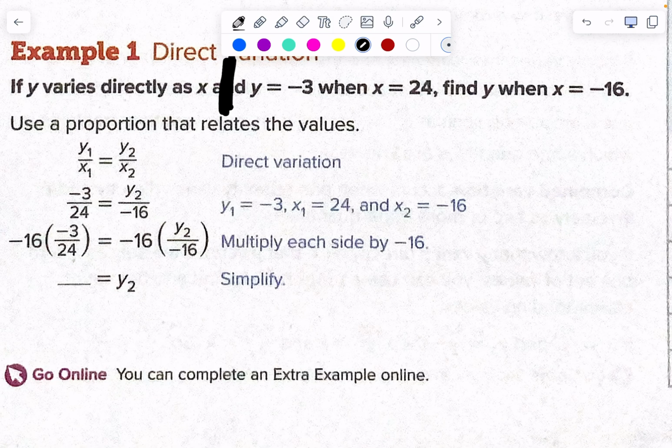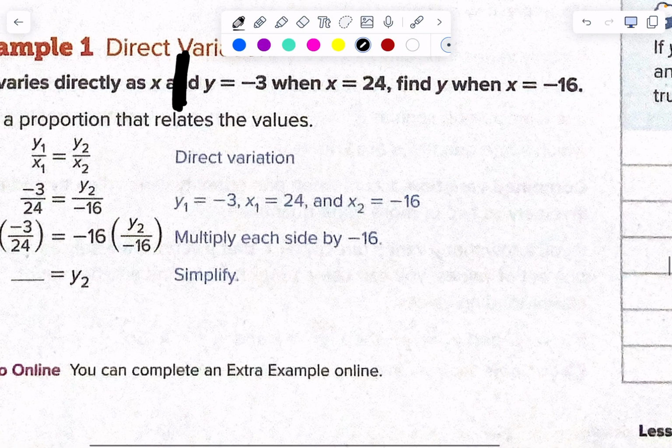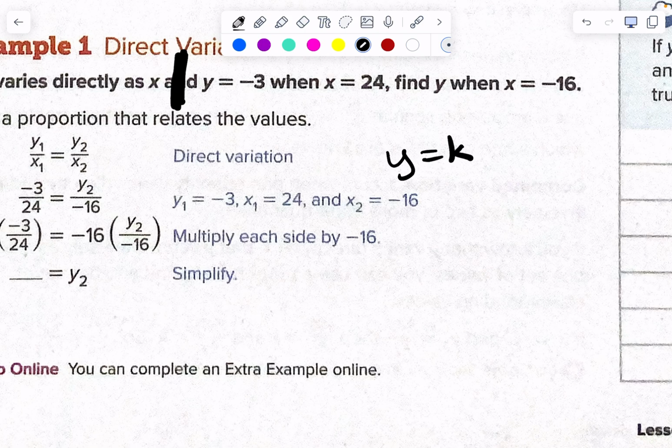If y varies directly as x. That means I have a direct variation function, and I'm going to use y equals k times x.